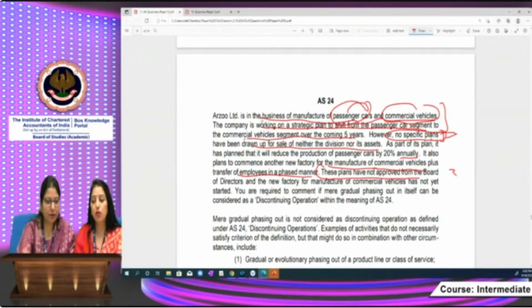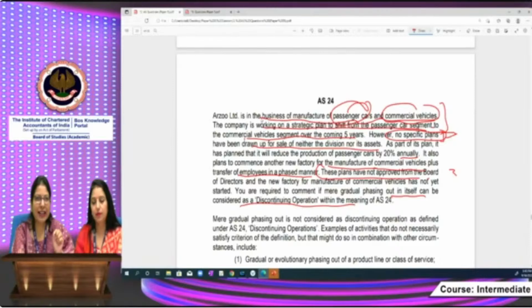It is not approved by the board, and it is not approved by the concerned authorities. So now we are required to comment that mere gradual phasing out in itself can be considered as a discontinuing operation if these two conditions were positive: number one, the approval was given by the board of directors, and number two, the plan was very specific.